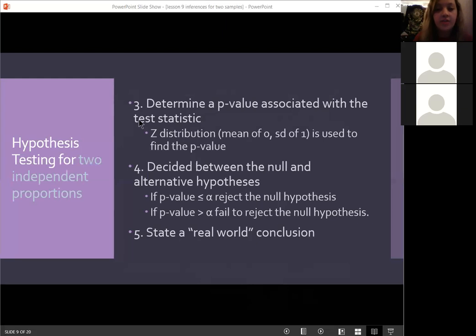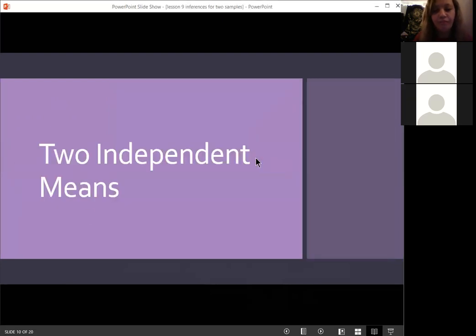So yeah, these last three steps are basically always the same for hypothesis testing. The main difference is the third step, depending on whether you're going to have a z distribution or a t distribution to find your p-value. So remember, z distribution for proportions, t distribution for means. That's the main difference for these last three steps. Steps 4 and 5 are always going to be the same.